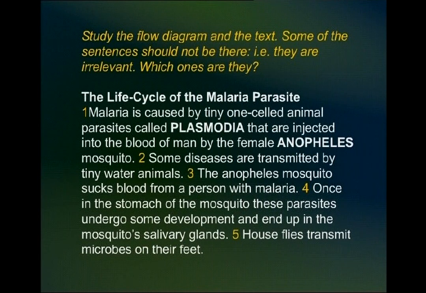Sentence number one, malaria is caused by tiny one-celled animal parasites called plasmodia that are injected into the blood of man by the female Anopheles mosquito. Number two, some diseases are transmitted by tiny water animals. Sentence number three, the Anopheles mosquito sucks blood from a person with malaria. Number four, once in the stomach of the mosquito, these parasites undergo some development and end up in the mosquito's salivary glands.